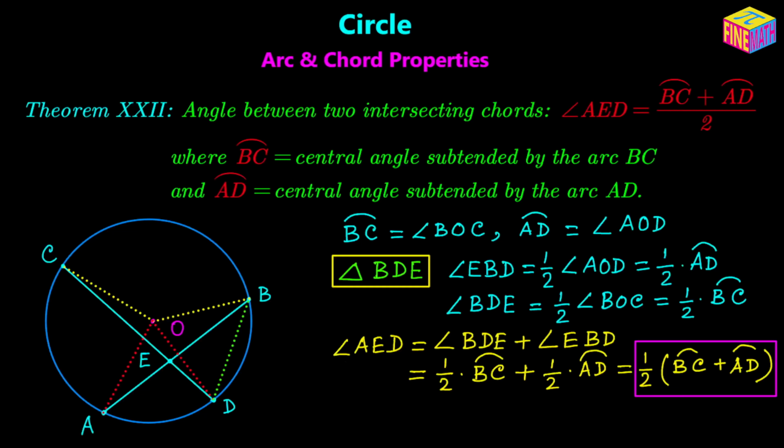So in a problem, if we have been provided with the central angles of the arc AD and arc BC, we can easily calculate the value of the angle AED, and that will be half of the sum of the two central angles. This is also a very interesting property of circles. Please make a note of it.